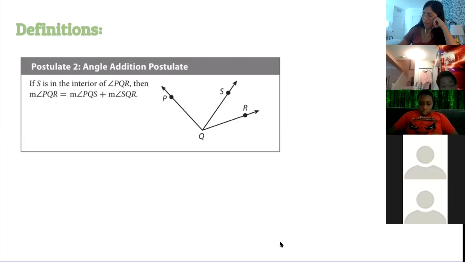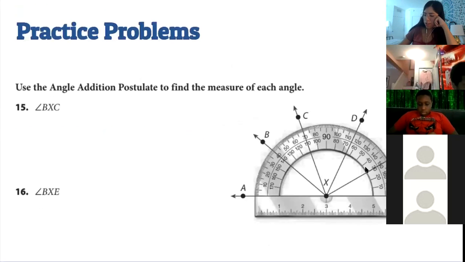Okay, awesome. So let's see an actual example because it's a lot easier to understand the postulates when you see an actual example. All right, so here I have a picture of this. Does anybody actually know what this tool is called that kind of looks like a circular ruler? A protractor? Yeah, it's a protractor.